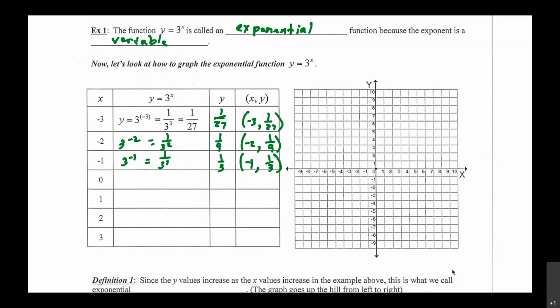What happens when I plug in 0? What's 3 to the 0 power? 1, there you go. Remember, anything to the 0 power is 1. So when I plugged in 0, we got 1 as an answer. So there's my y-intercept on that one. And now it gets a lot easier because you're just plugging in whole numbers. 3 to the 1st power gives you 3. Plugged in 2, we got 9. And 3 to the 3rd power is 27, so when I plugged in 3, I got 27.